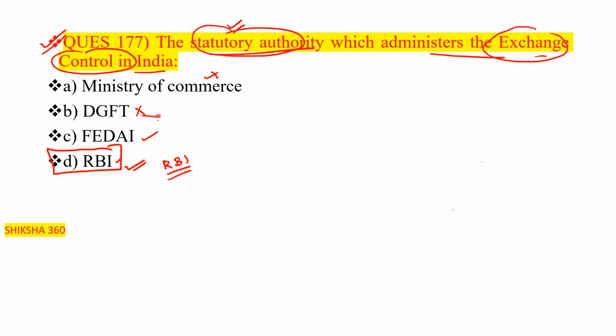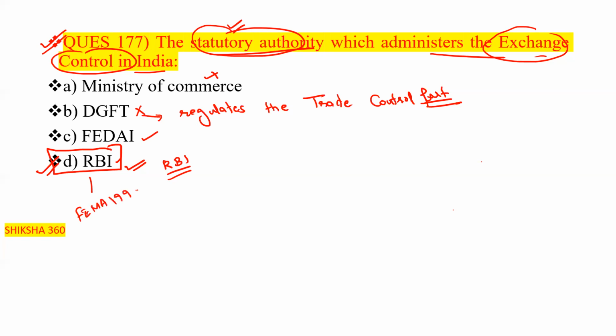DGFT regulates the trade control. Overall, exchange control is to be done by the RBI, and this is also mentioned under FEMA 1999. Overall, the regulator is the RBI. So option D is the correct answer, that is the RBI.